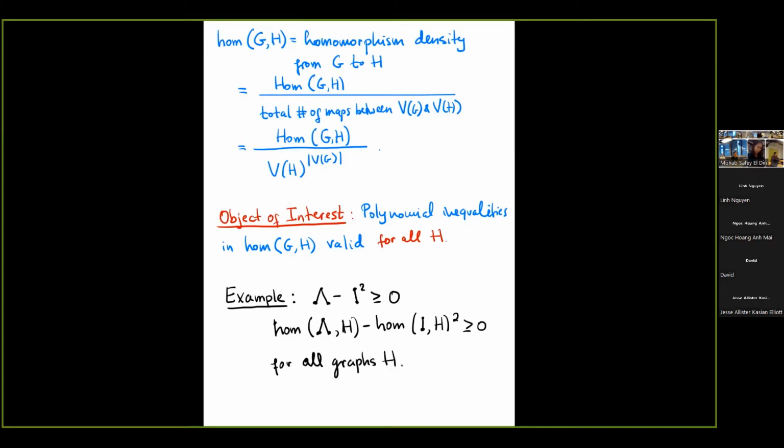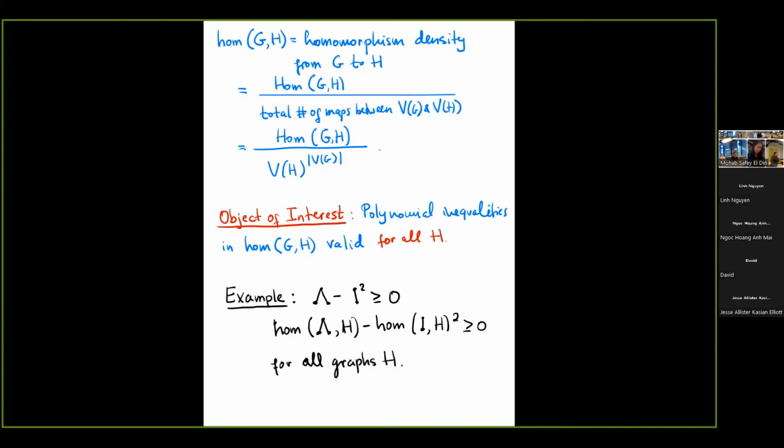Okay. All right. So far, these are just combinatorial definitions. There is no hint of polynomials. But now, hopefully, we will get to something that will sound familiar. So now, what are we going to try to understand? We're going to try to understand inequalities in homomorphism densities that are valid for all target graphs H. So what kind of inequalities? I'm going to write some polynomial inequalities in homomorphism densities that are valid for all target graphs.